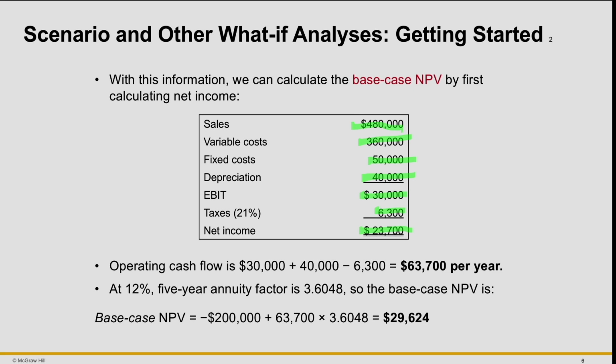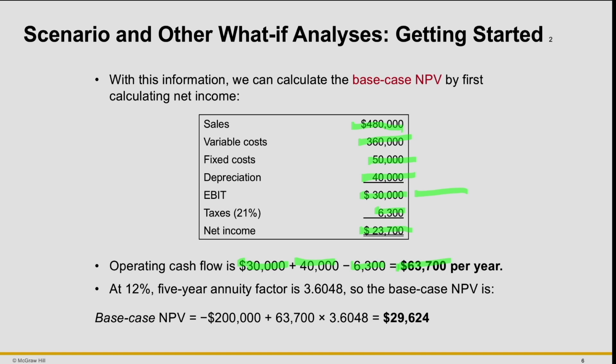In the slide here, they show starting with EBIT. So they say, let's take our 30,000 EBIT, add back the depreciation, the 40,000, subtract from that the 6,300 that is our taxes. So that leaves us with a $63,700 cash flow for operations.